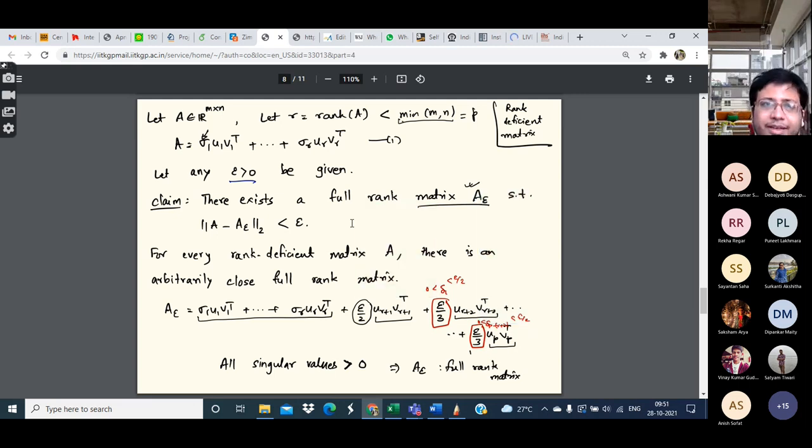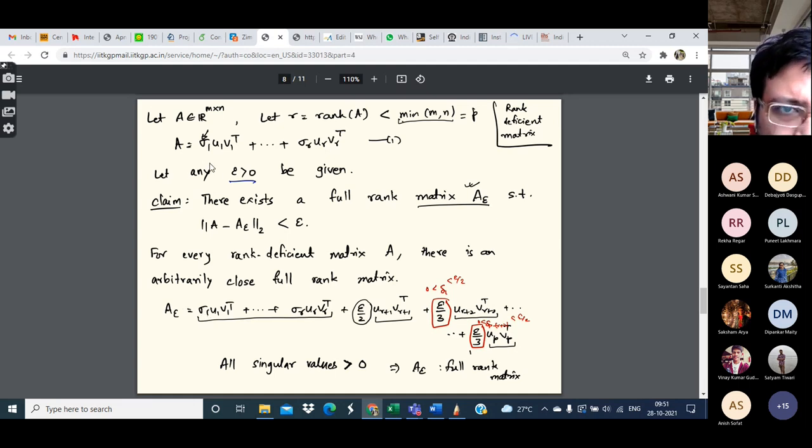So the claim here is that given any rank deficient matrix, I can approximate it up to any degree possible, or up to any tolerance value, by a full rank matrix. The approximation is to be done in terms of the matrix 2-norm, or the operator norm. Now coming to the proof of this claim, we define the full rank matrix in the following way.